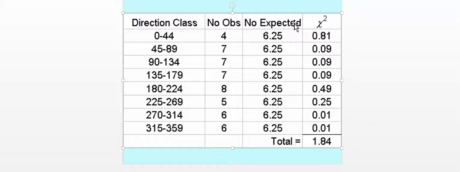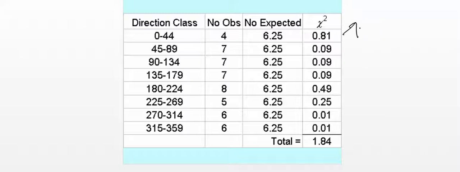That's 6.25. Remember that I needed to have at least 5 or more expected in every category, and I have that assured. So I'm able to divide this up, and because I have only whole numbers in my directions, I went with a directional class of 0 to 44, 45 to 89, etc. And then I could look through my data and count the number observed in each category, compare that to the number expected in each category. I calculate my chi-squared statistic, and again, we're familiar with that.